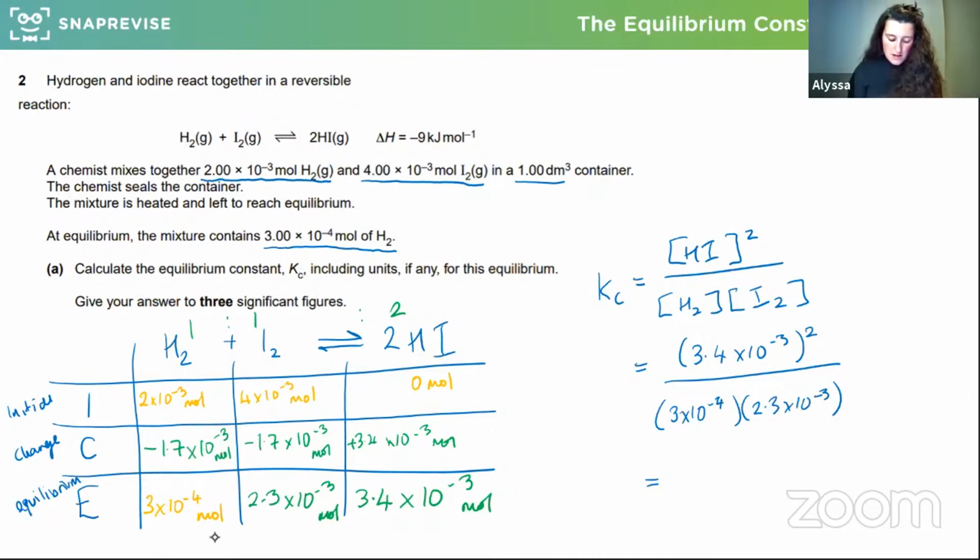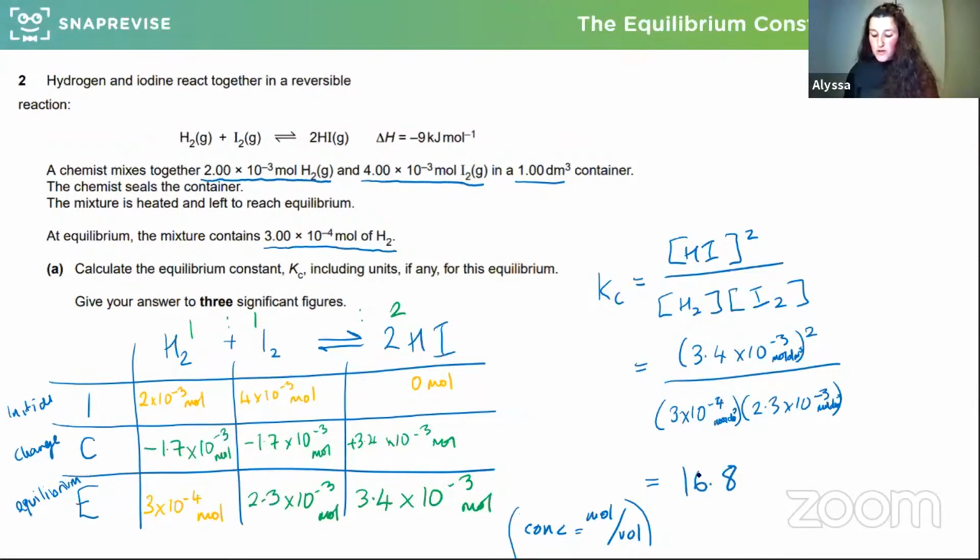And if I just want to prove to myself, concentration is moles per volume, and my volume is 1. So these are concentration values because I've just divided by 1 in all of them. Sorry, I've written that really small because I didn't write it in the first place. So what's my value for Kc? I have got 16.8, well done.